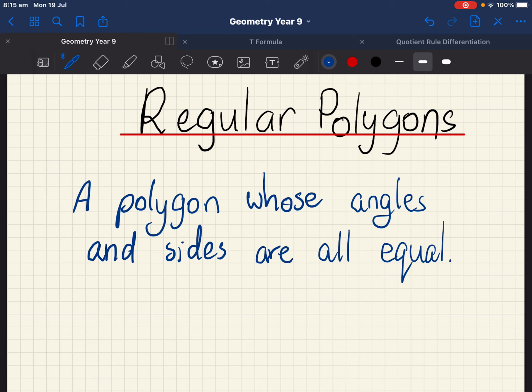First thing is, this lesson's going to be just focused on regular polygons. What is a regular polygon? Well, here are our notes on it. It's just a polygon whose angles are all equal and sides are all equal.